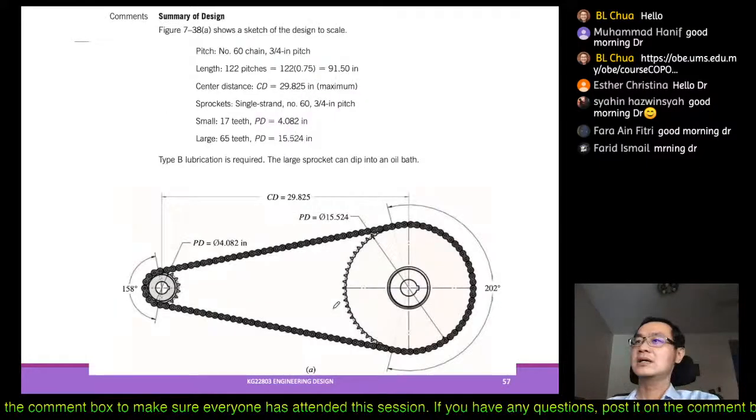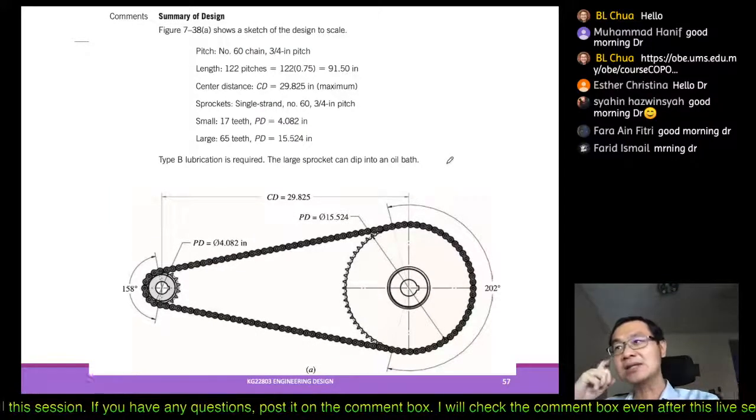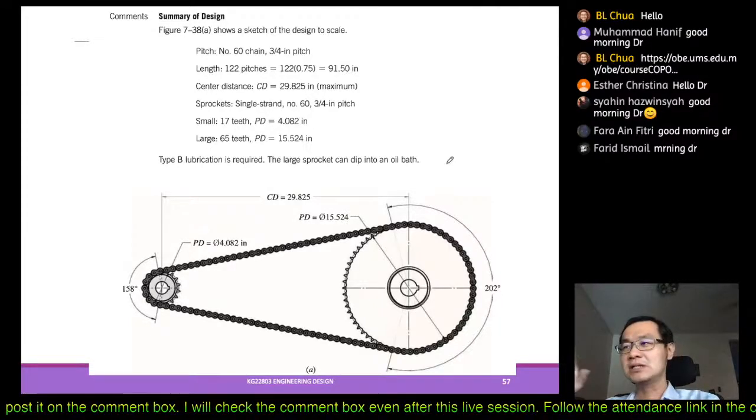So this is the summary of your design. So you can see that the step is so-called iterative. Sometimes it's not working, you recalculate. It's not working, just recalculate, right?